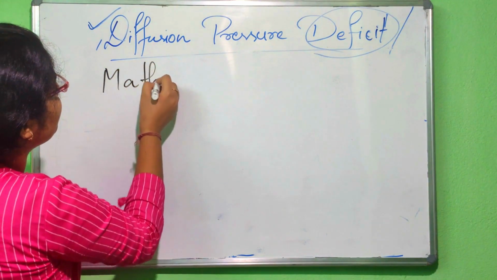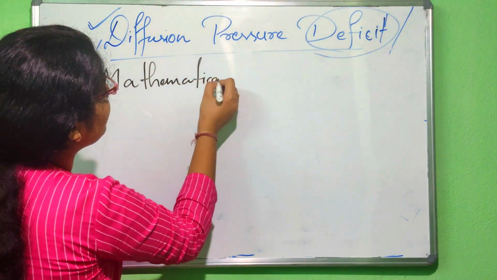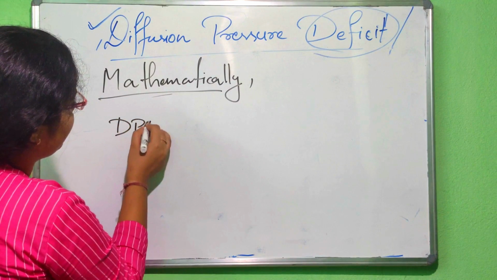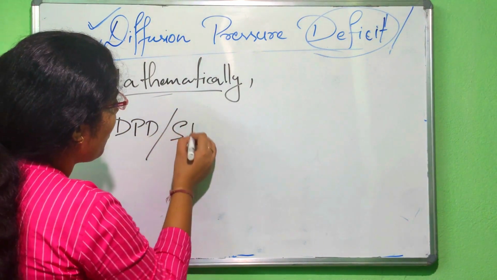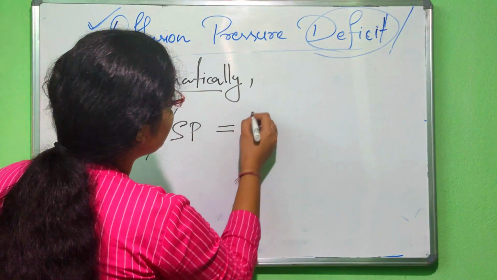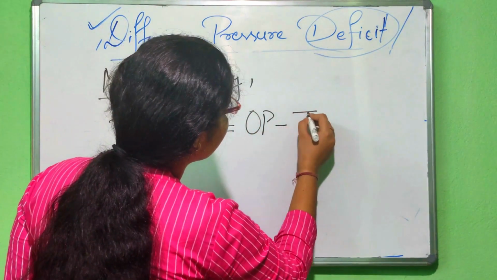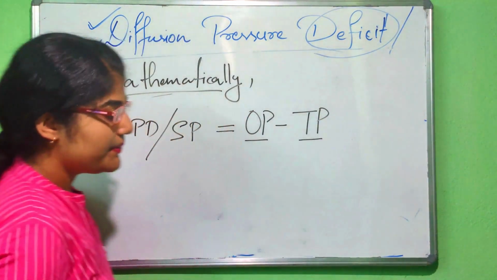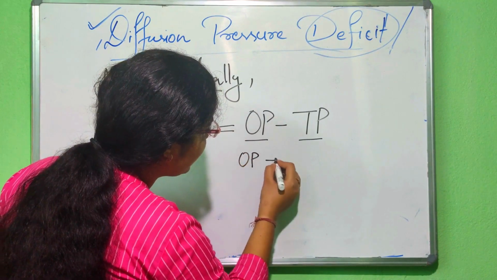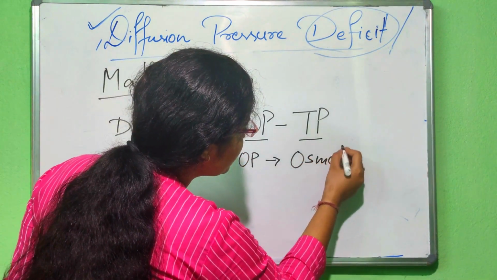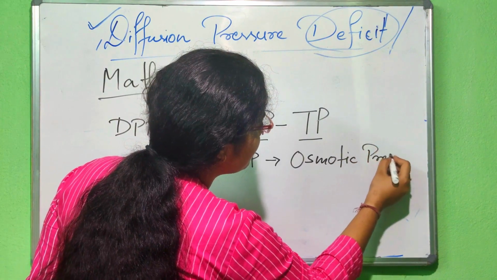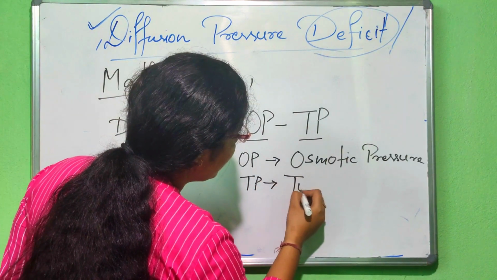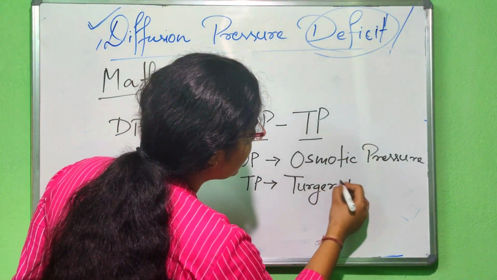Mathematically, DPD, that is the diffusion pressure deficit or suction pressure, is equal to OP minus TP. So now let us know what OP is and what TP is. OP is the osmotic pressure. Clear? And TP is the Turgor pressure.